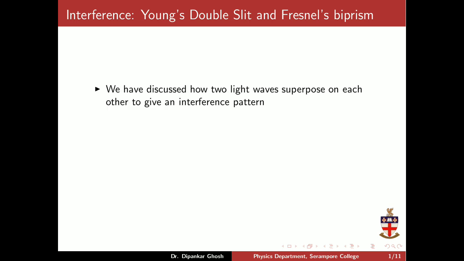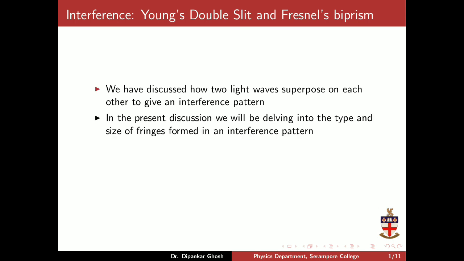We have discussed how two light waves superpose on each other to give an interference pattern. In the present discussion, we'll be delving into the type and size of fringes formed in an interference pattern. That is, we have discussed earlier how the interference pattern is formed. Now we are going to find out what will be the fringe width and other necessary things, and how to derive a formula for fringe width.